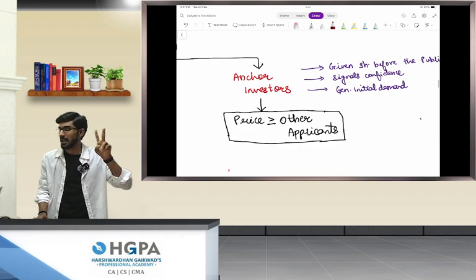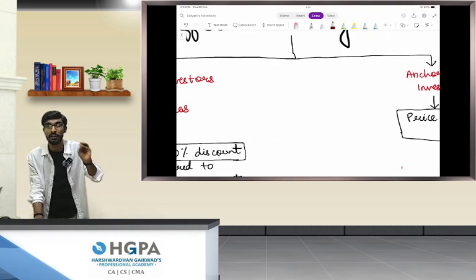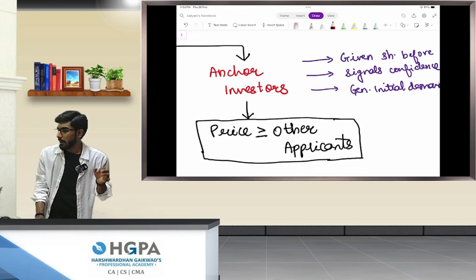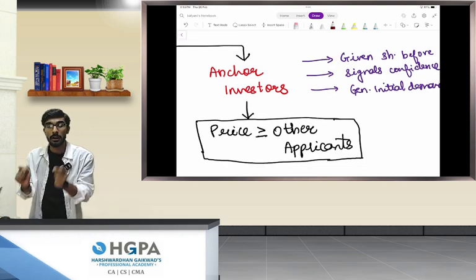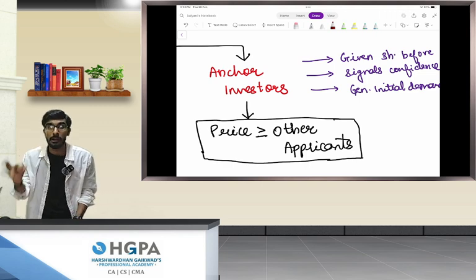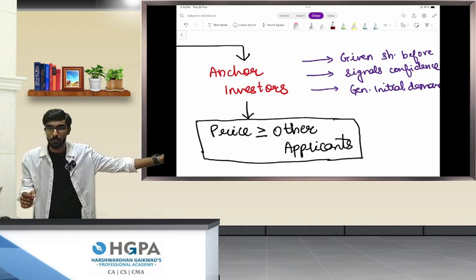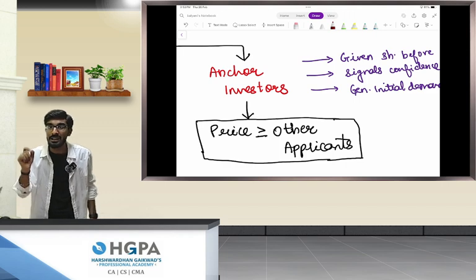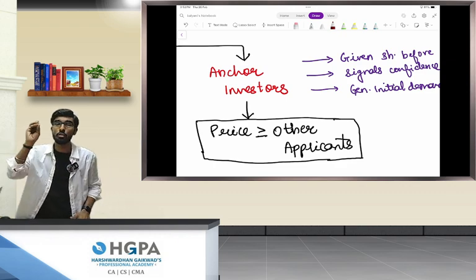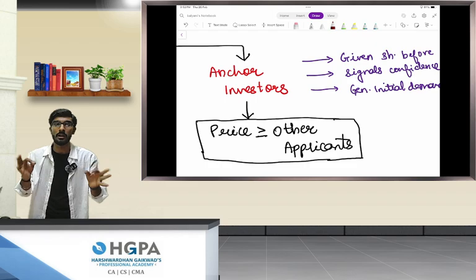Next, anchor investors. Two types of investors are there, anchor investors and retail individual investors. These two can be given differential pricing. Okay, anchor investors: the price at which I am allotting to anchor investors should always be equal to or more than the other applicants. I cannot offer shares to the anchor investors at less than what I am offering to other applicants. Anchor investors do not deserve a discount. Retail individual investors and employees deserve a discount. Basically, this is what the point is saying.